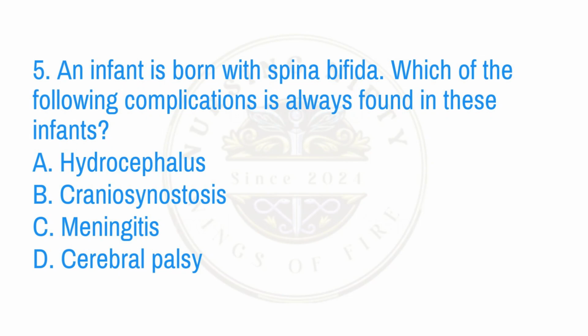So spina bifida is a neural tube defect that can lead to varying degrees of neurological and physical impairments. One of the most common complications associated with spina bifida is hydrocephalus, which occurs due to the accumulation of cerebrospinal fluid in the brain's ventricles. This complication arises because of the disruption in the flow of cerebrospinal fluid caused by the neural tube defect.